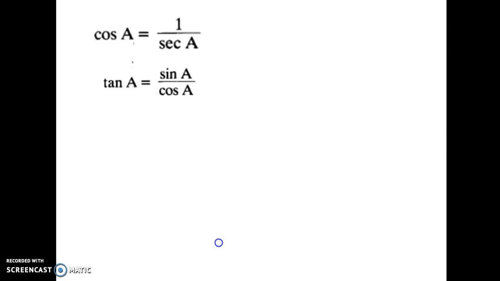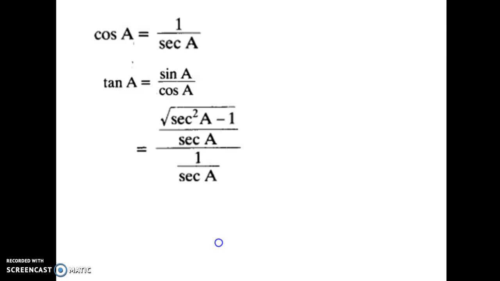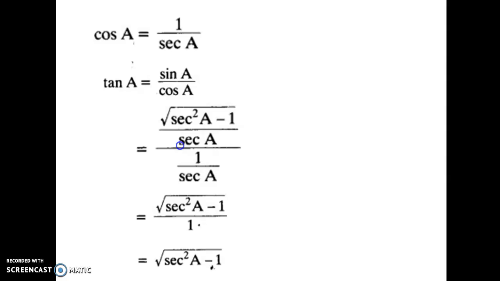Then tan A. What is tan A? Sin A by cos A. Just now we found out what sin A is, so substitute those values. In the place of sin A, write what we found first, and in the place of cos A, write 1 by secant A. Now what will happen? Here the denominator is secant A, and here also the denominator is secant A, so that will get cancelled. So you will get root of secant square A minus 1. So that's the final answer for tan A.